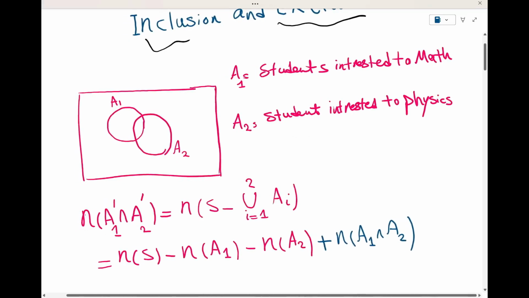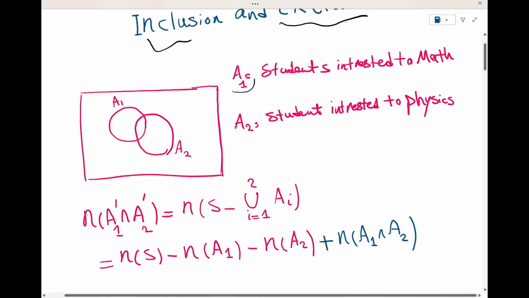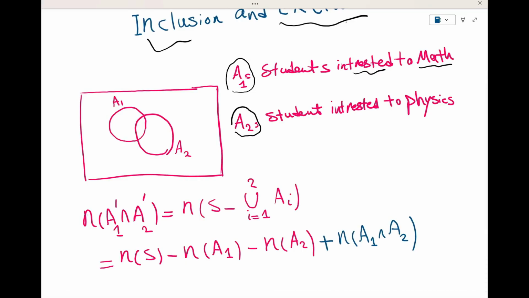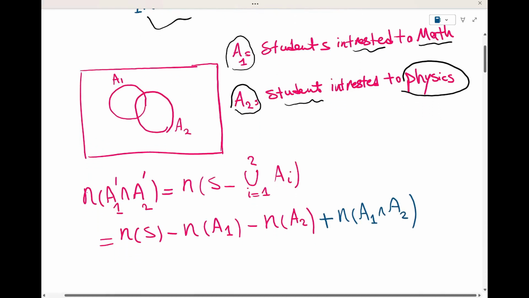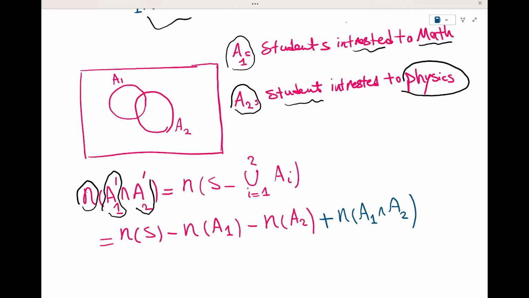Consider you have a class with set A1 of students interested in mathematics and set A2 of students interested in physics. You're going to calculate how many students we have who are not only interested in mathematics, but also don't like physics. Exactly, this part is outside of the two sets, yes?